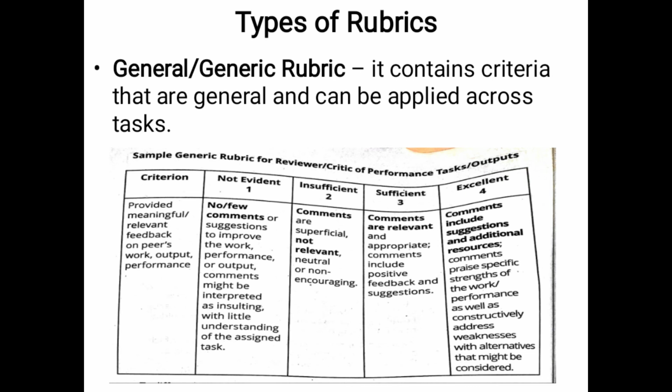However, the teacher may not be able to assess accurately the student's performance for a particular task. For example, the same rubric that can be used to evaluate both oral presentation and research output. So here is the example of a general or generic rubric.